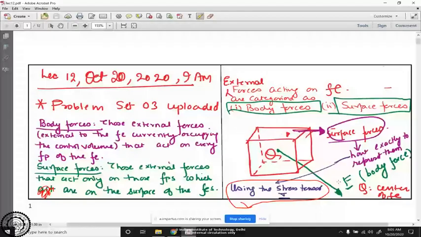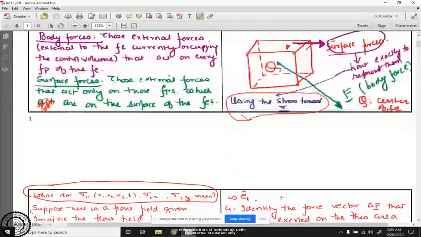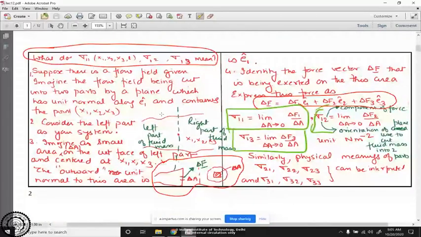How do we represent surface forces? We represent surface forces using the stress tensor, for which I am using the symbol sigma. Again, this is recap. So I hope you had a look at the notes earlier also. I will go a little fast since it's recap.